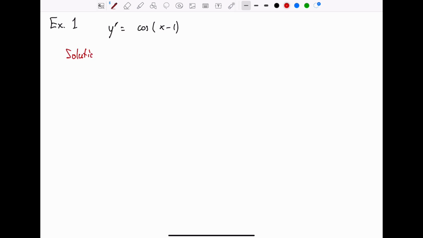Well, the solution is the function y written in terms of x. And can you think of how to recover the function y from y prime? Well, y prime is just written here as a function of x. So if we were to integrate this function of x, we would find exactly what the original function y was. And that's exactly what we do here. We integrate cosine of x minus 1 with respect to x, and we get positive sine x minus 1 plus c. So our solution here is sine of x minus 1 plus c.